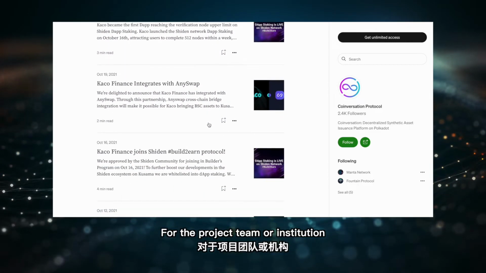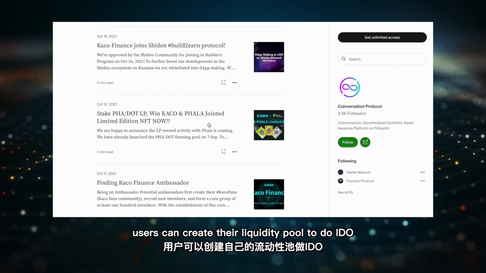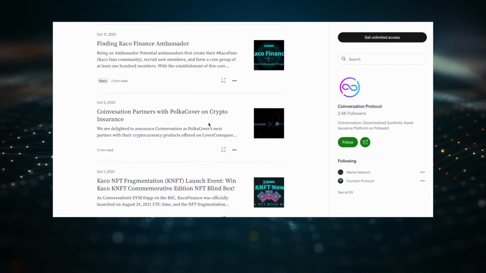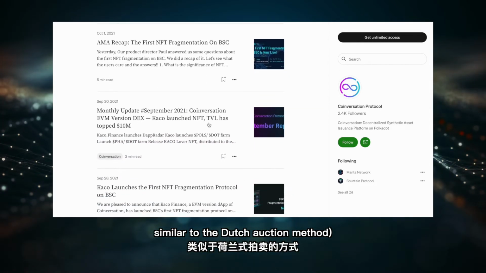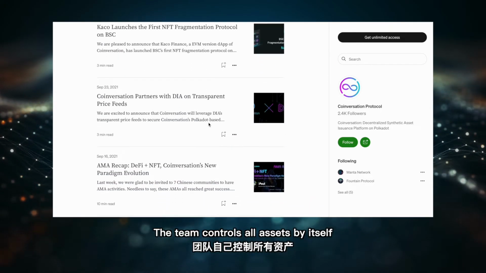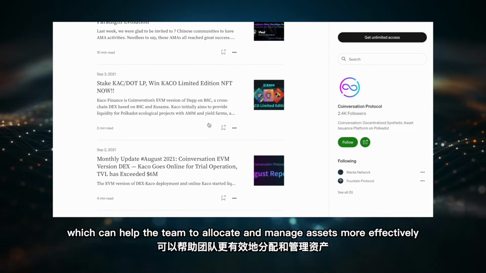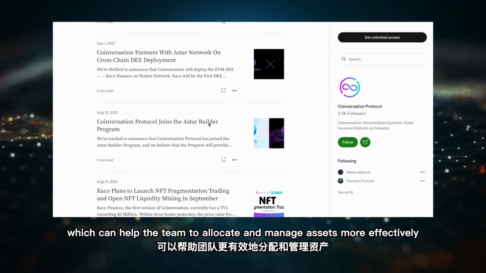For the project team or institution, users can create a liquidity pool to do IDO, using a liquidity pool with dynamically adjusted weights, similar to the Dutch auction method. The team controls all assets by itself, which can help the team to allocate and manage assets more effectively.